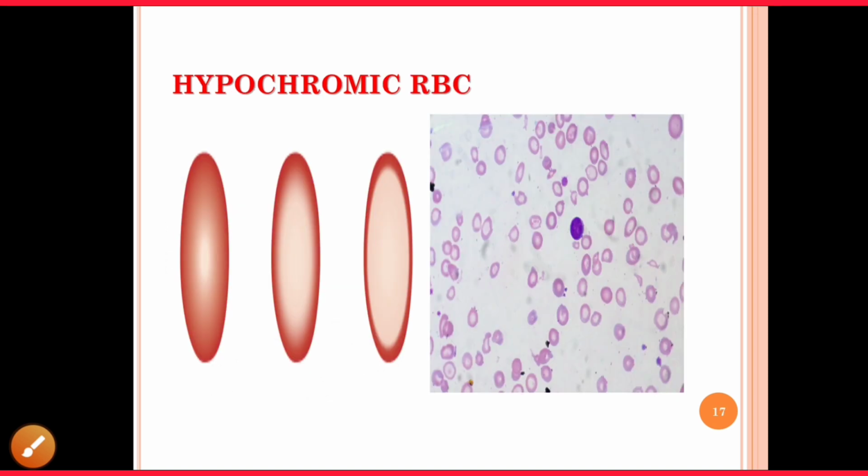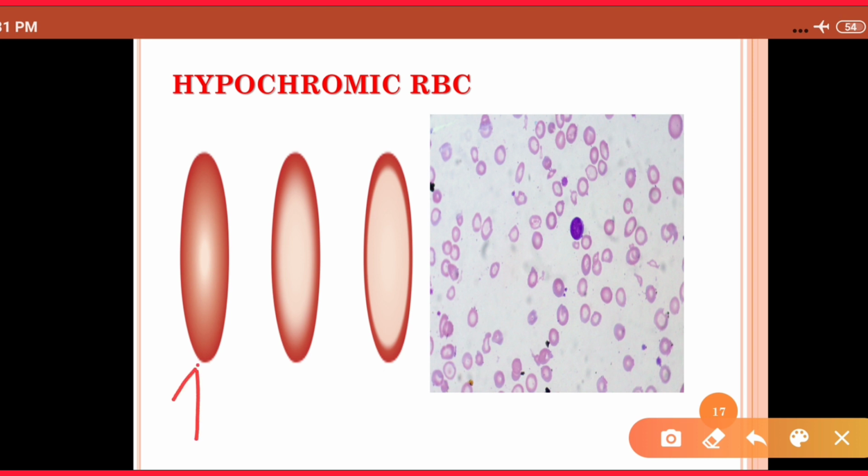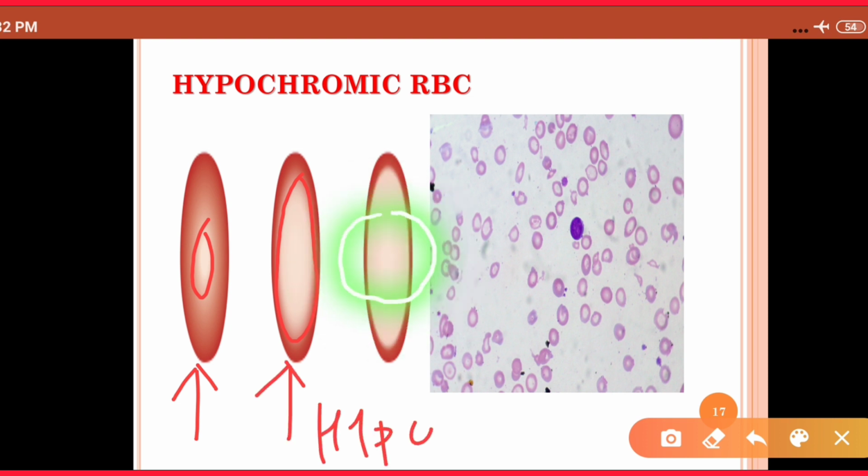So this is the figure diagram showing you the hypochromic RBC, right? This is the normal hemoglobin. Just see the central pallor, it's very less, but when this central pallor in the red blood cell is increased, here it is increased, right? So they are called hypochromic RBC. So these are the hypochromic red blood cells, right?